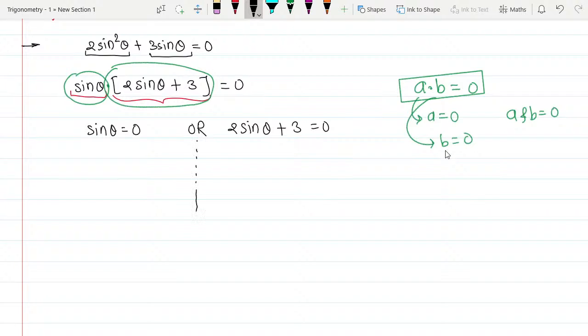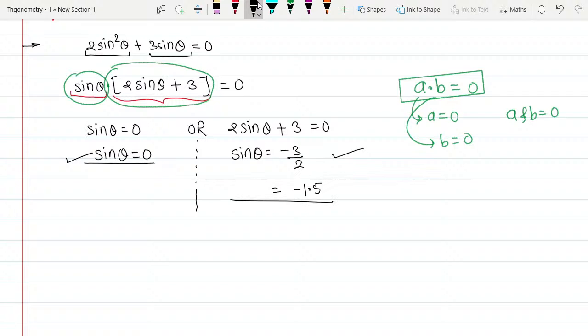Okay, so now let's solve this. If 2 sin theta plus 3 is equal to 0, then what will be sin theta? Sin theta will be equal to minus 3 by 2. Is it okay? And this is what we have for sin theta. But which value will you take, sin theta equals 0 or sin theta equals minus 3 by 2? Minus 3 by 2 is nothing but minus 1.5, since 3 by 2 is 1.5. So now tell me which value is invalid out of these two: sin theta equals 0 is invalid, or sin theta equals minus 1.5 is invalid.